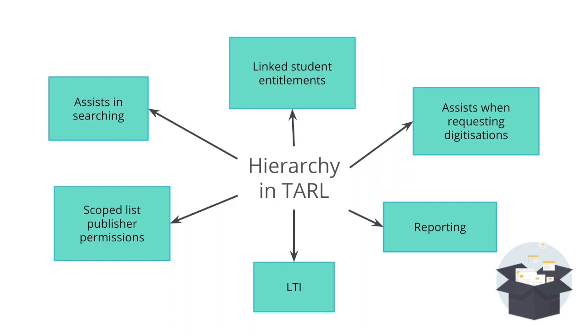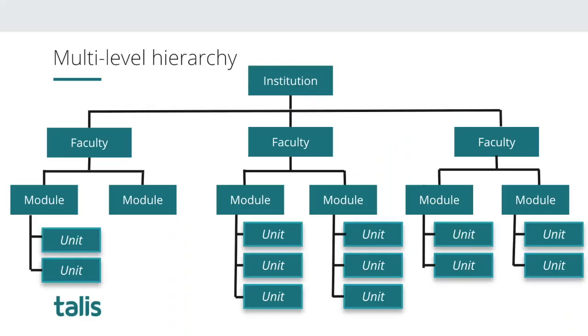So the next two slides are examples of different hierarchies which you might have at your institution. So the first one is a multi-level hierarchy. And we call it multi-level because there are multiple levels. So below the institution, you've got faculties. Below faculties, there are modules, and beneath those modules, you've got units.